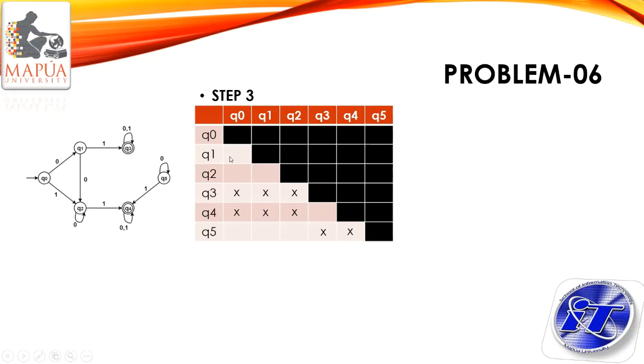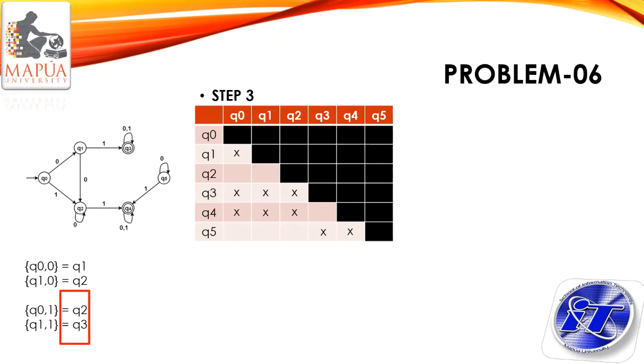And we're going to check if Q1 will be marked. So Q0, Q1. We'll go to Q1, Q2, Q2, Q3 at 1. So Q2, Q3 it's already been marked. So let's mark Q1, Q0.